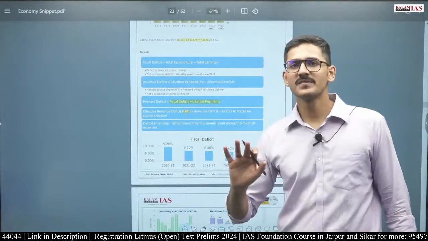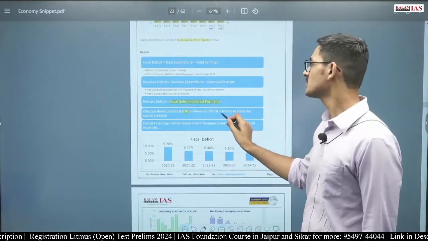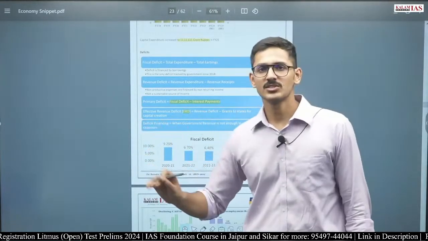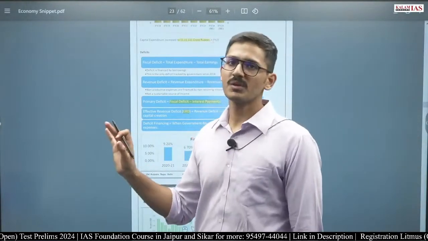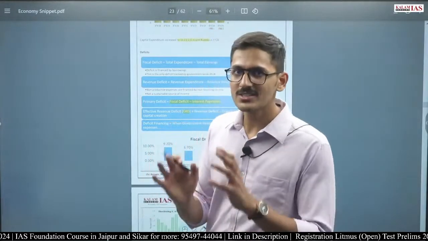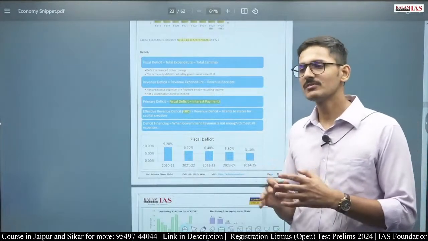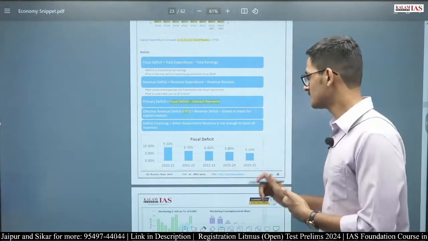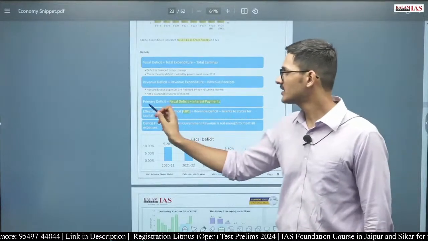What is effective revenue deficit? Effective revenue deficit is equal to revenue deficit minus grants to states for capital creation. So the grants to states which are provided for capital creation are removed from revenue deficit to identify the actual revenue deficit, and it does not include any expenditure given for the purpose of capital creation. So it is equal to revenue deficit minus grants to states for capital creation.